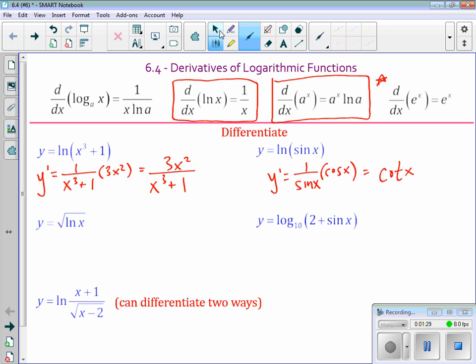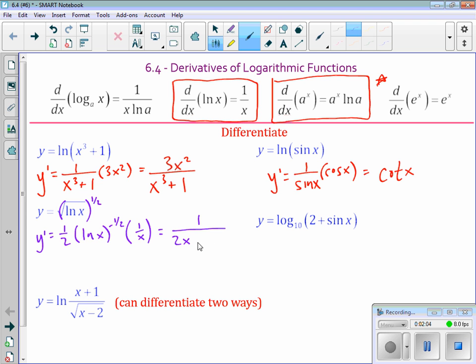Okay, what about the third one? What do we have to do? So we're going to treat this as natural log of x to the half power, and then take the derivative. So pull the half down, leave the natural log of x alone, and then it's to the negative a half. And then what's the derivative of the inside? 1 over x. And everything is in the denominator there, right? So I would probably rewrite that as 1 over 2x times the square root of natural log of x. Does that look okay to everyone?